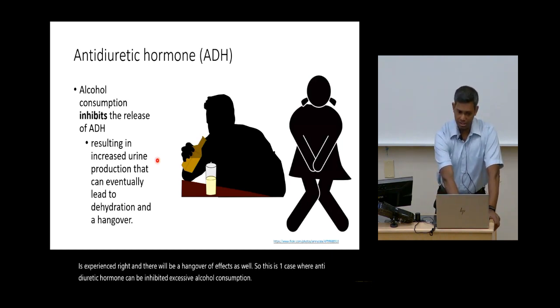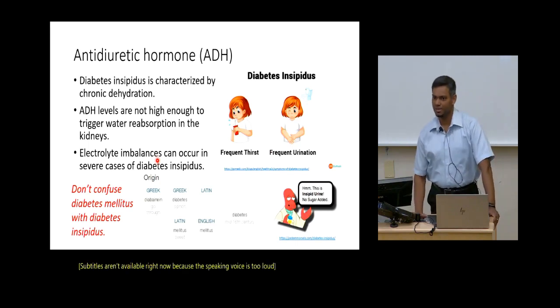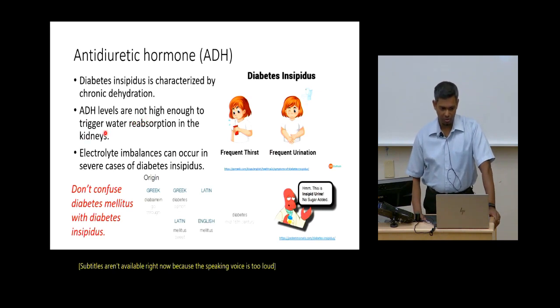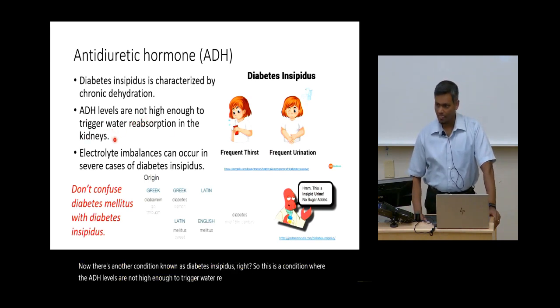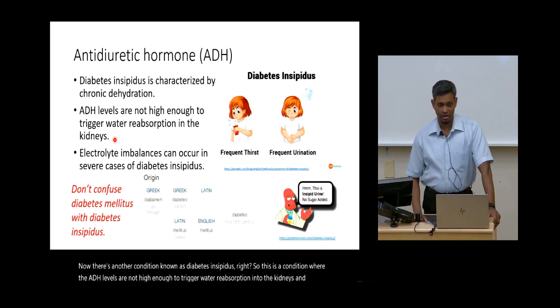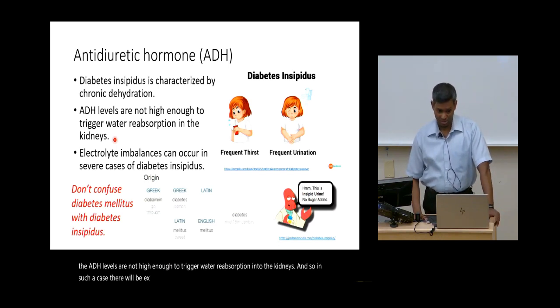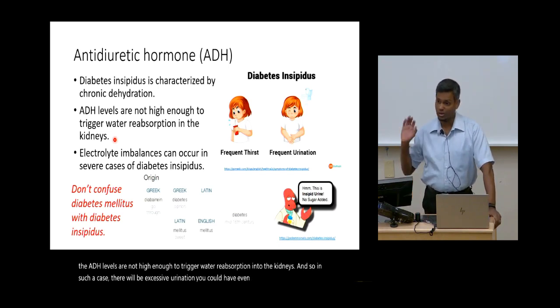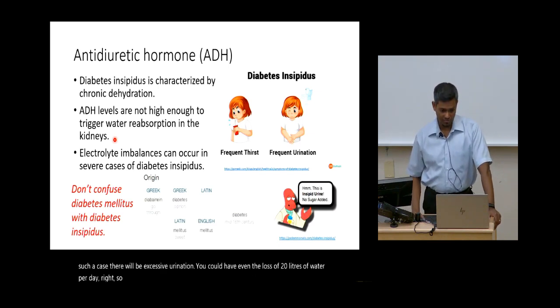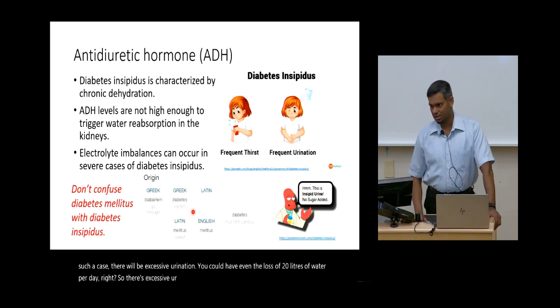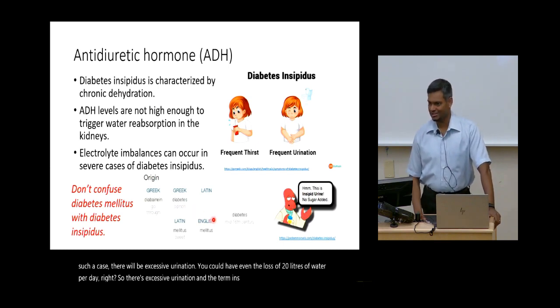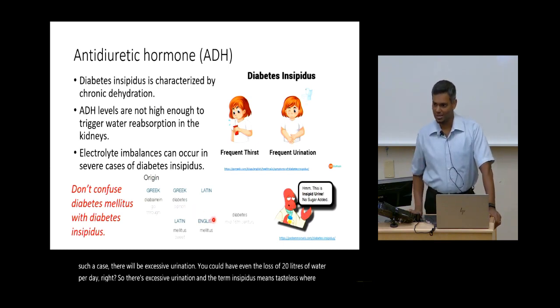Now there is another condition known as diabetes insipidus, right? So this is a condition where the ADH levels are not high enough to trigger water reabsorption into the kidneys, and so in such a case there will be excessive urination. You could have even the loss of 20 liters of water per day, right? So there's excessive urination, and the term insipidus means tasteless, right? Whereas the term mellitus means sweet.